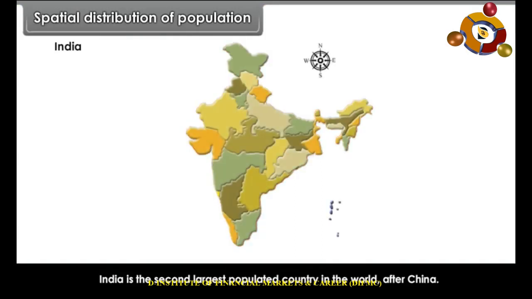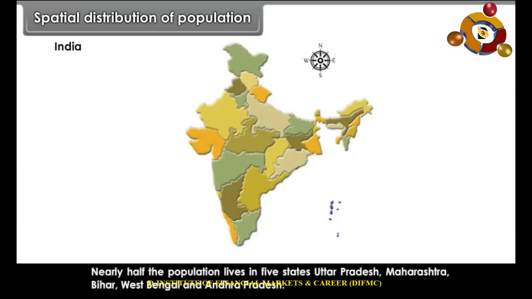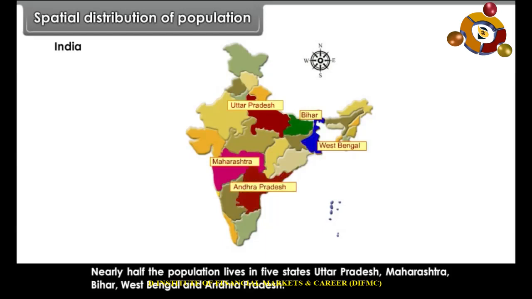India. India is the second largest populated country in the world after China. Nearly half the population lives in 5 states: Uttar Pradesh, Maharashtra, Bihar, West Bengal and Andhra Pradesh. The other half lives in 23 states and 7 union territories. About 1/6 of the population resides in Uttar Pradesh alone.